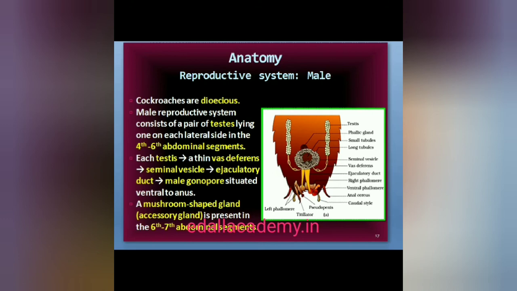Male reproductive system consists of a pair of testes, one lying on each lateral side in the 4-6th abdominal segments. From each testis arises a thin vas deferens, which opens into ejaculatory duct through seminal vesicle. The ejaculatory duct opens into male gonopore situated ventral to anus. A characteristic mushroom-shaped gland is present in the 6th-7th abdominal segments, which functions as an accessory reproductive gland.